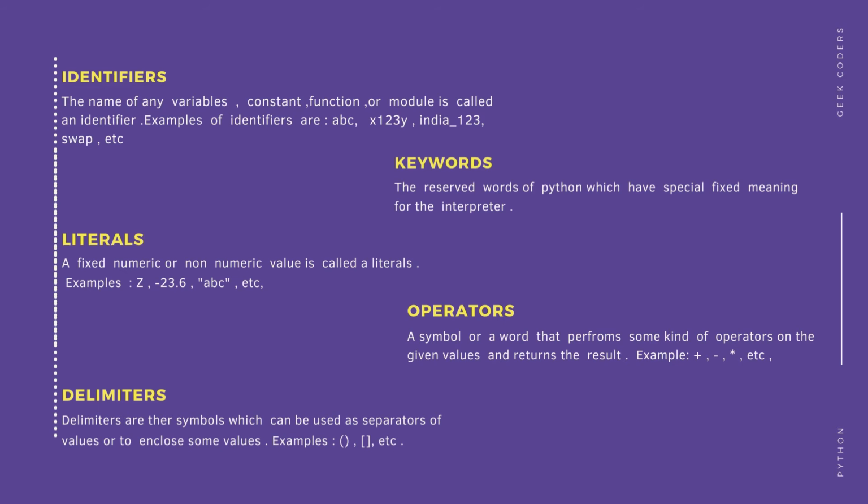Operators are symbols or words that perform some kind of operation on the given values and return the result. Example: plus, minus, multiply, as we have discussed earlier in this video.